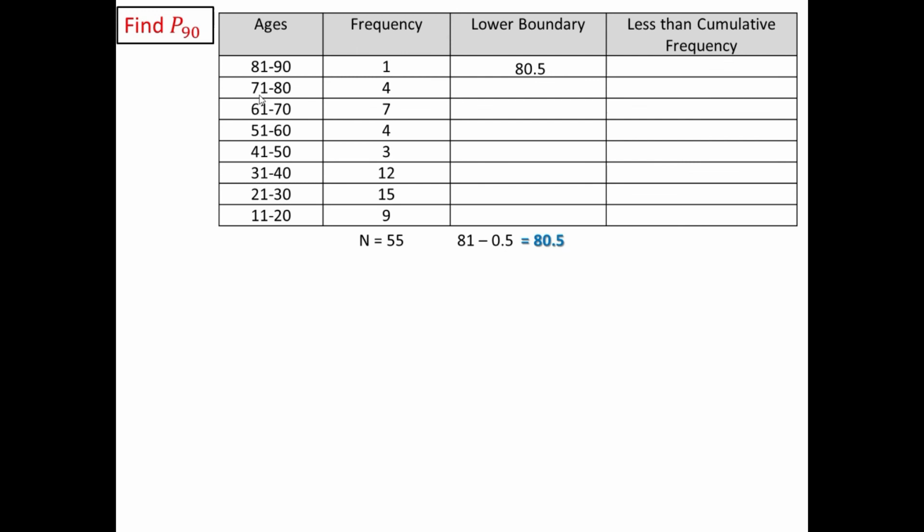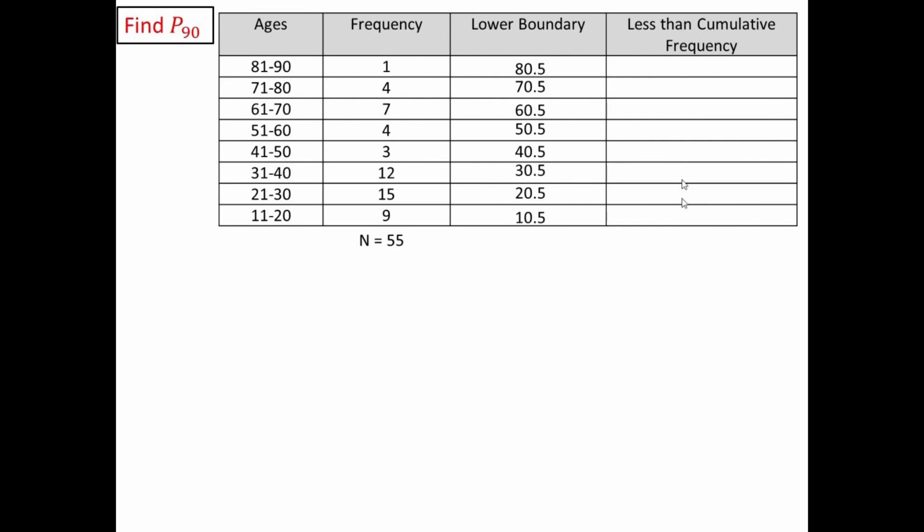Next, is kay 71 naman. So, 71 minus 0.5 is 70.5. So, you have 70.5. Continue lang natin hanggang makarating sa baba. 61 minus 0.5 is 60.5. 51 minus 0.5 is 50.5. 41 minus 0.5 is 40.5. 31 minus 0.5 is 30.5. 21 minus 0.5 is 20.5. 11 minus 0.5 is 10.5. Now, we're done with the lower boundary.